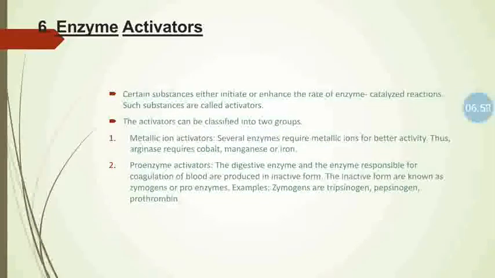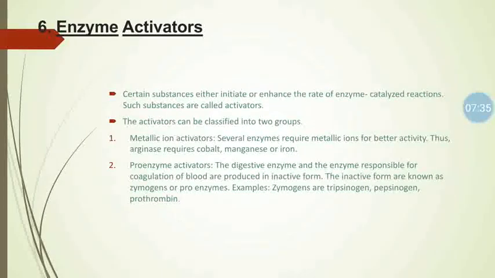Enzyme activators. The name itself suggests that they activate the enzyme catalyzed reaction. Certain substances either initiate or enhance the rate of enzyme catalyzed reaction. These substances activate the reaction. Such substances are called activators. The activators can be classified into two groups: metallic ion activators and proenzyme activators.